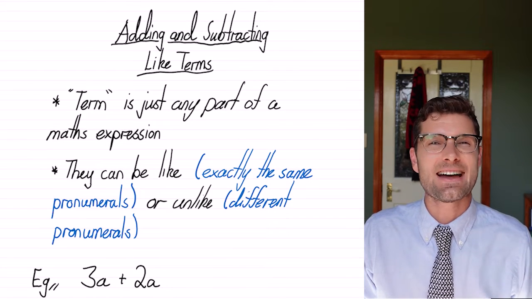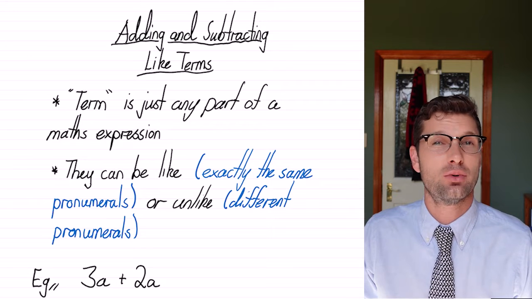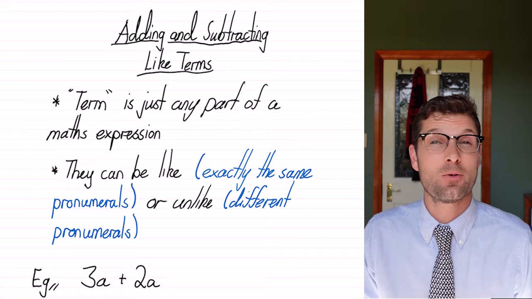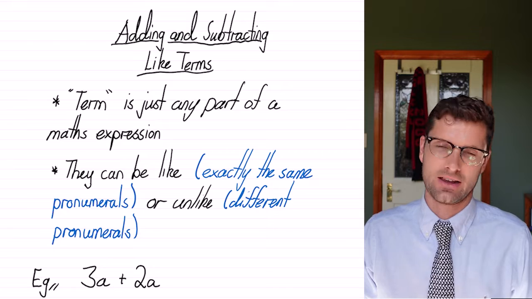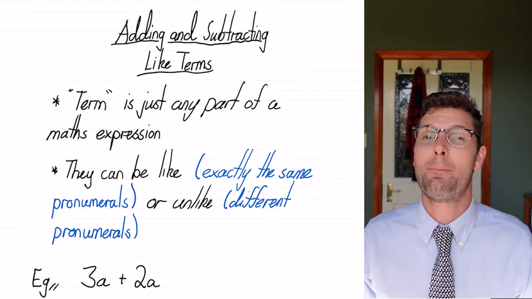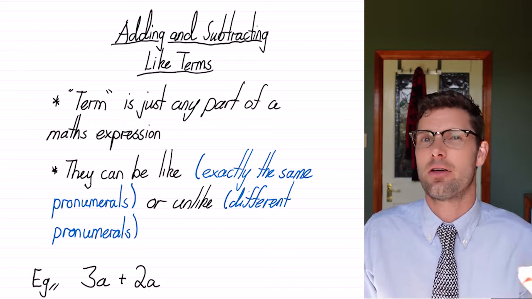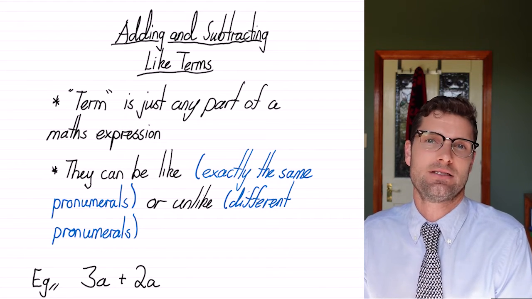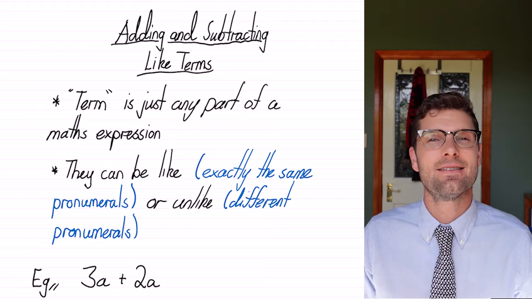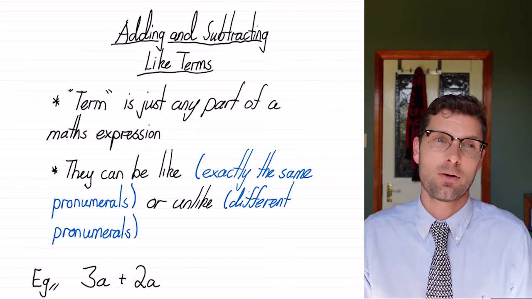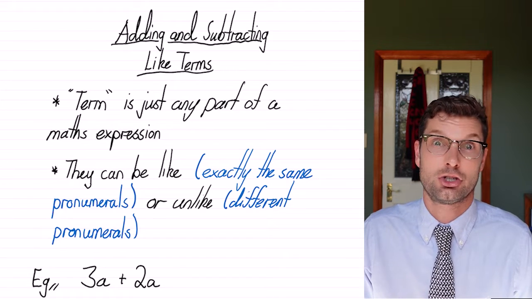Today we're going to look at how to add and subtract algebraic terms, specifically ones that are like. A term is just a part of a mathematical sentence. So if you have 3 plus 7, the 3 is a term and the 7 is a term. Everything within our mathematical sentence, we can just call one part of it a term.